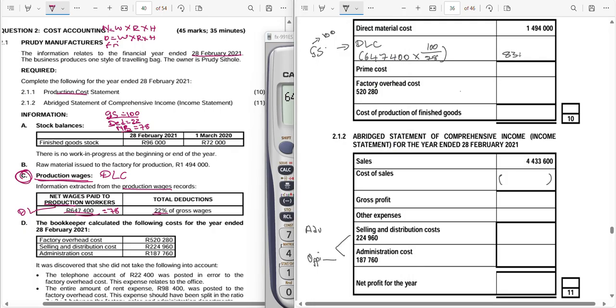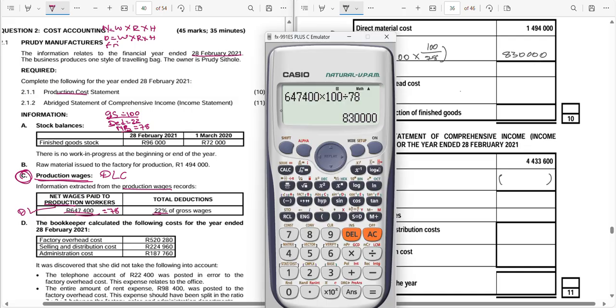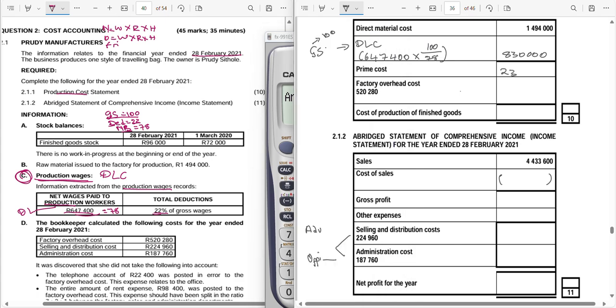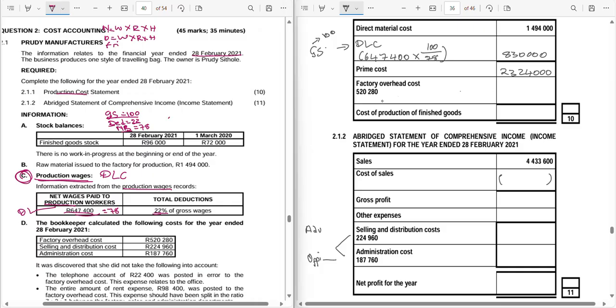So this 830,000 is our direct labor. We know when we add the direct material cost with the direct labor cost, we are going to get what? Prime cost or direct cost. So let's do this. This is our direct cost of this amount, 24,000. All right. Then we go to factory overhead.